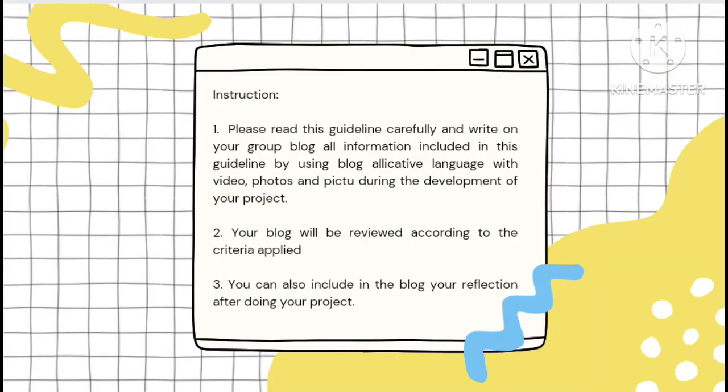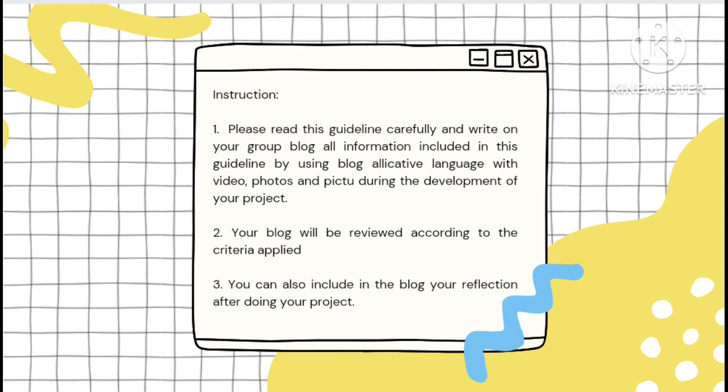So next, okay, we have 3 instructions here, no? First is yung please read this guideline carefully and write on your group blog all information included in this guideline by using blog alliterative language with video, photos, and picture during the development of your project.